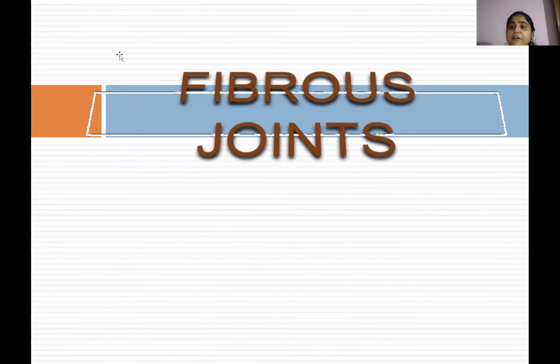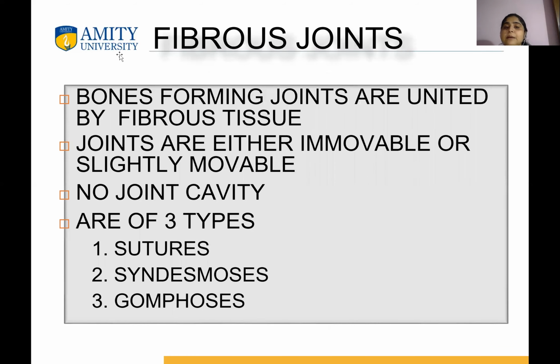Now talking about the fibrous joints. These are bones forming joints that are united by fibrous tissue. The joints are either immovable or slightly movable. There is no joint cavity. There are three types: sutures, syndesmoses, and gomphoses.